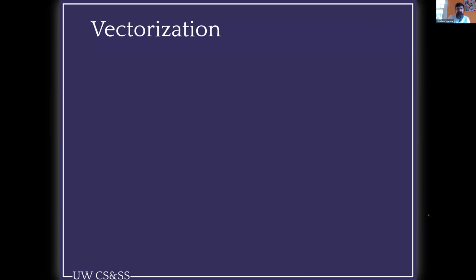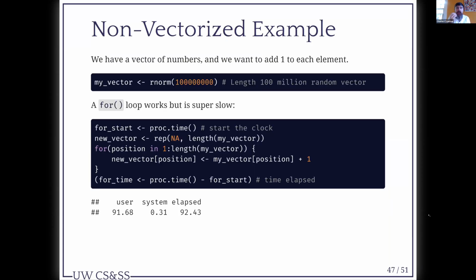Last thing I think today is just vectorization real quick. So let's say we had a big vector of numbers. In this case, I say I just want to add the number 1 to each element of a randomly generated vector that is 100 million numbers long. So 100 million numbers is a pretty big vector, okay?